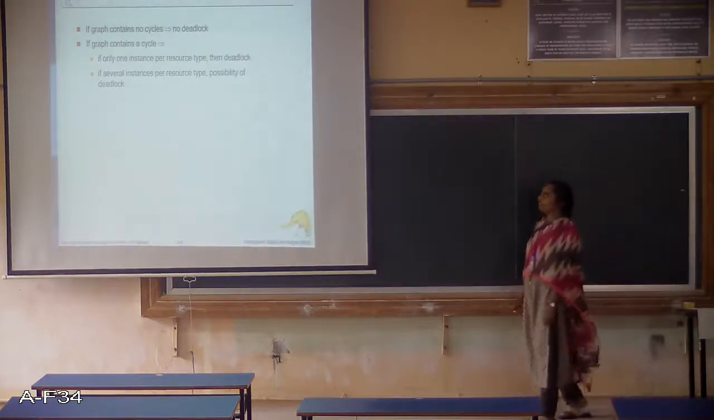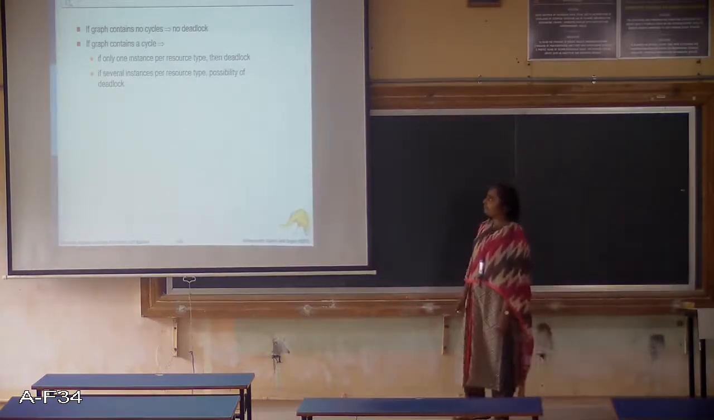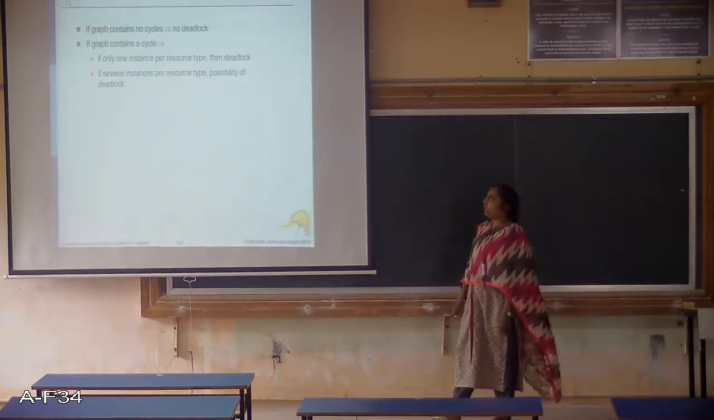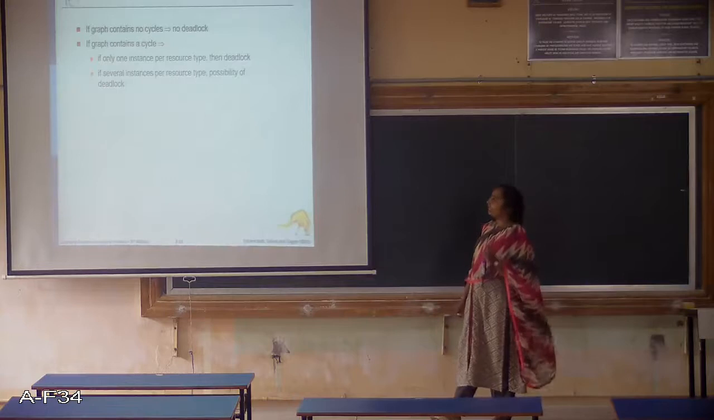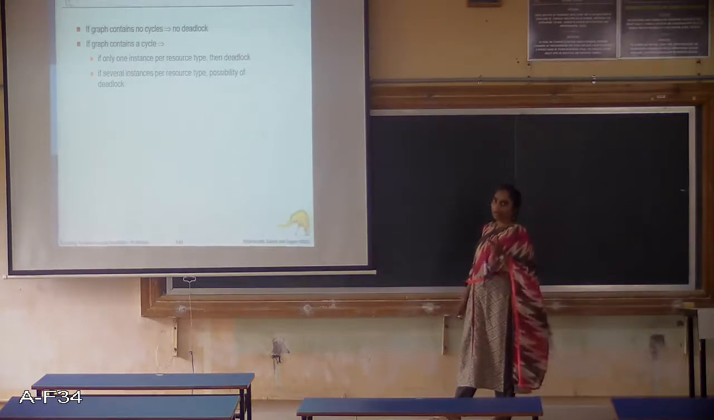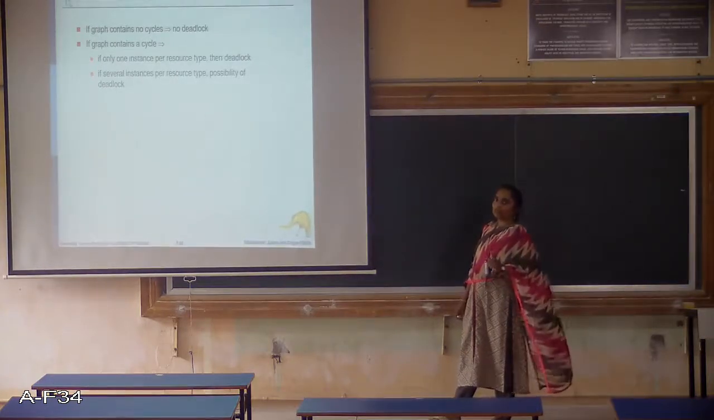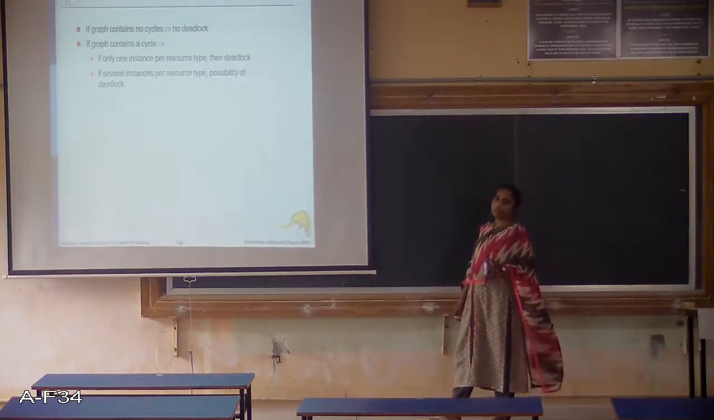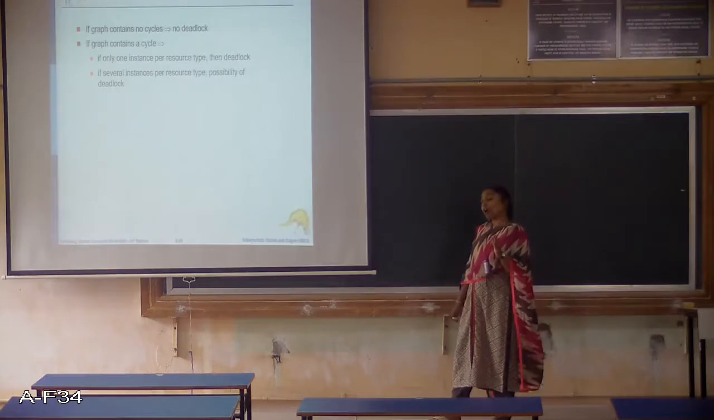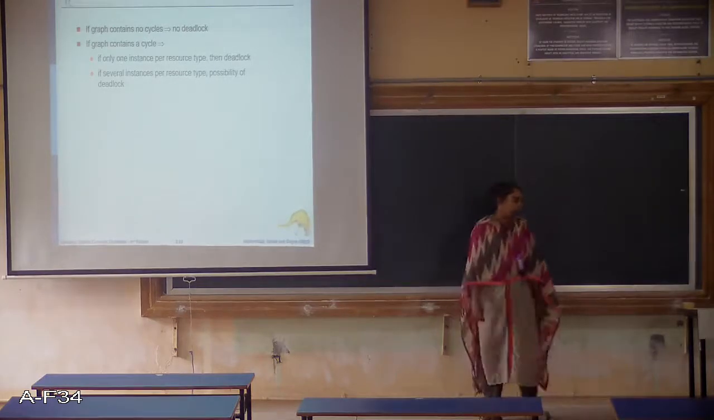So what are the basic facts? The basic facts are that if the graph contains no cycle, there is no deadlock. If the graph contains a cycle, then there are two situations. Either there can be a deadlock or there cannot be a deadlock. If there is a single instance of a resource, there can be a deadlock. If there are multiple instances of a resource, then the possibility of deadlock reduces.